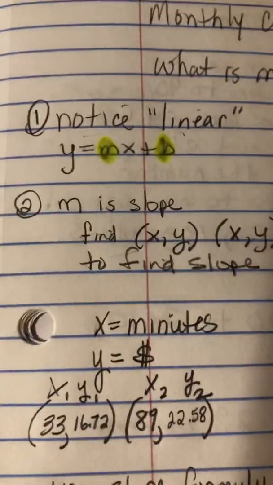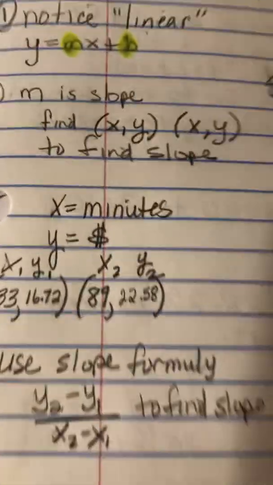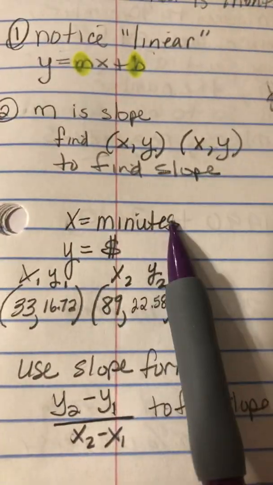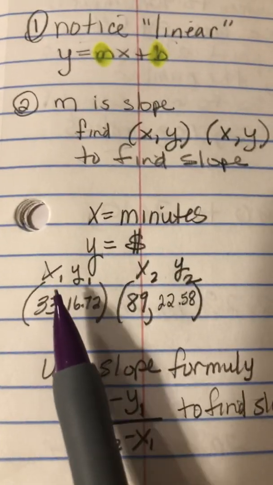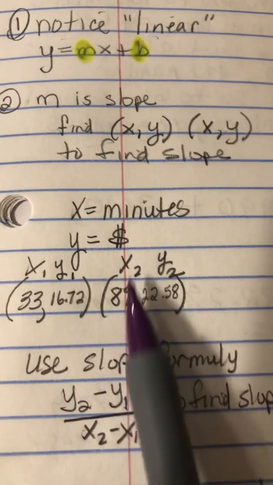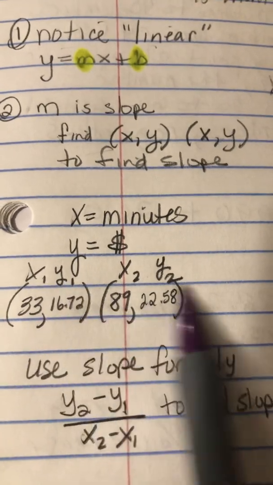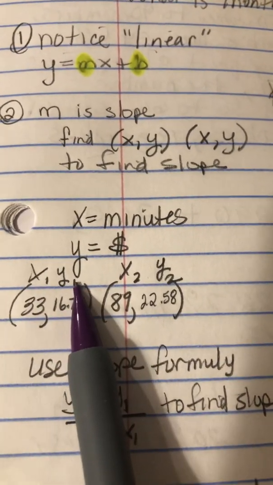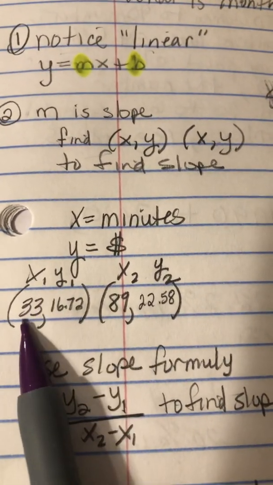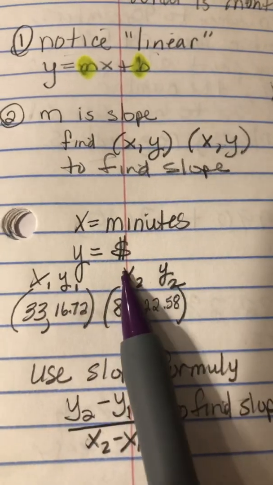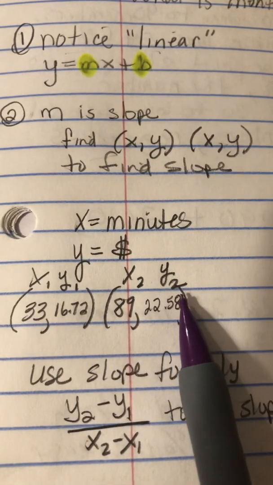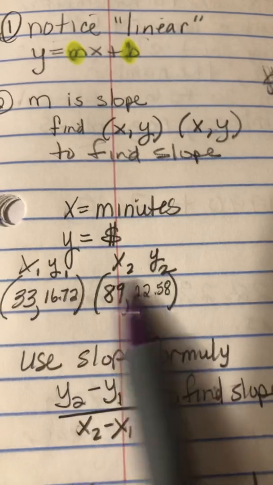And the slope formula is, so I put here that x is the minutes, y is the dollars. So we have x1, y1, x2, y2. And the 1s and 2s just mean from the first set. The x from the first set, the y from the first set. The x from the second set, the y from the second set. That's all those little numbers mean.